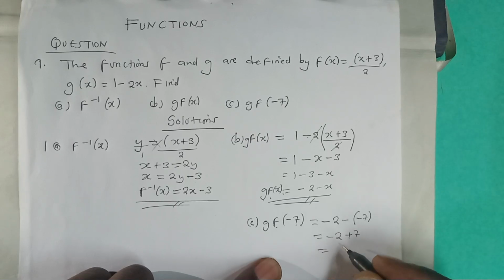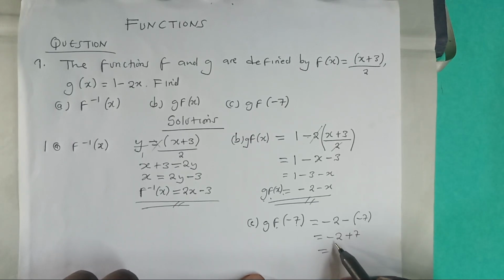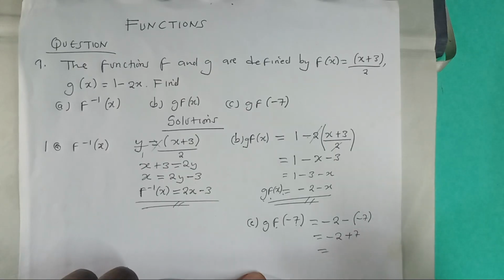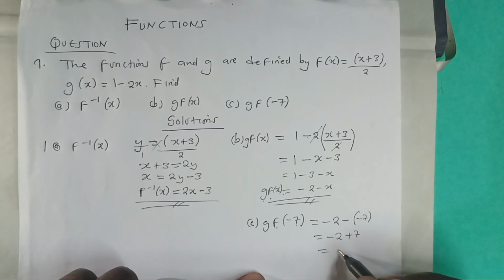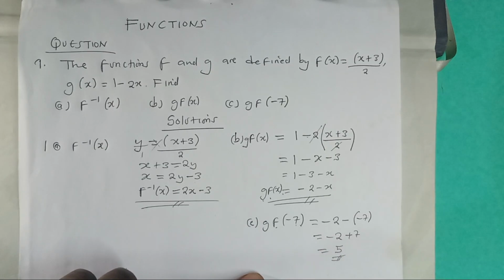This now comes to negative 2, negative times negative, we get positive 7. So this simplifies to negative 2 plus 7, different signs. We subtract the numbers and get the sign from the bigger number. So when we subtract, we have positive 5. So that is the solution to part C.